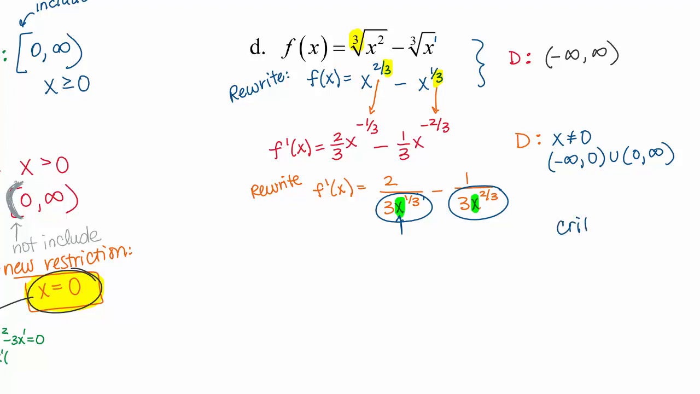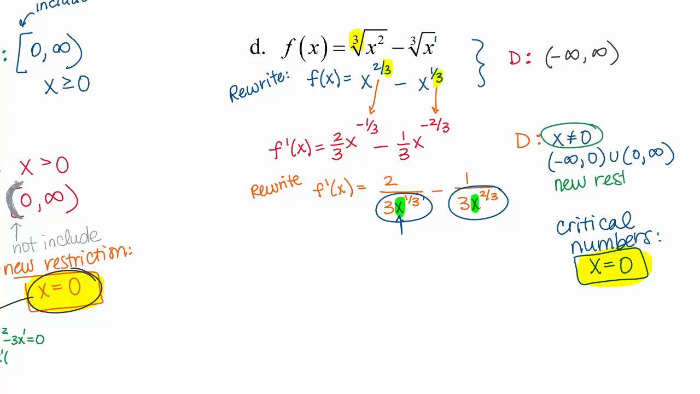So when I'm listing my critical numbers or critical values, I would want to include x equals 0 as one of those. And don't forget that one, because it comes from that second part of the definition, which says you need to match their domains and see if there's a new restriction. And this x cannot be 0 is a new restriction.